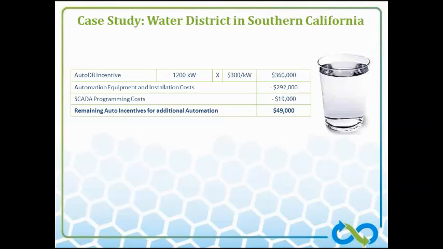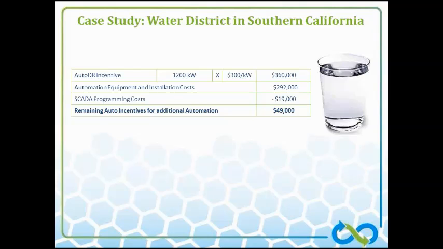This is a water district in Southern California that was reducing 1,200 kW. This is across 400 or 500 horsepower pumps. Drop, and once again at $300 per kW. The reservation was $360,000. The automation equipment and installation was $292,000. The SCADA programming was $19,000. Left them with dollars left over of $49,000 to use on additional projects that would also tie back to the demand response efforts.